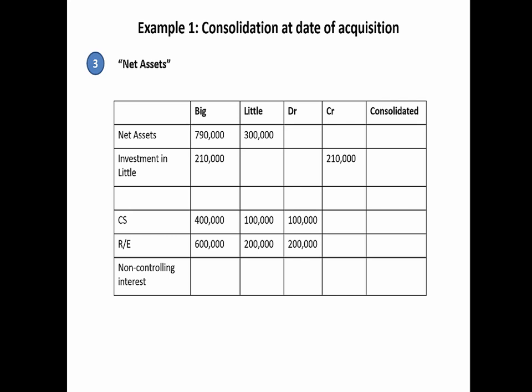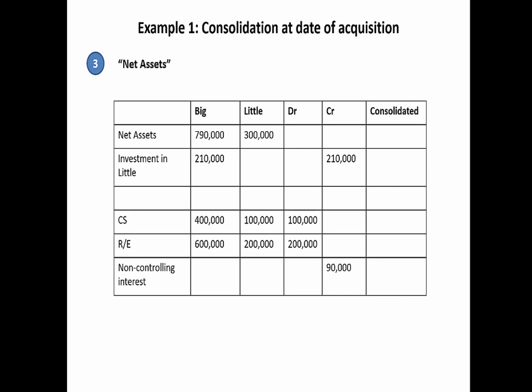The missing $90,000 in the credit column is this non-controlling interest equity account that we're going to go ahead and create. So looking at our worksheet, what we're doing is combining the total net assets of Big and Little, excluding that investment. We're going to be eliminating the investment because we can't have an investment in ourselves.